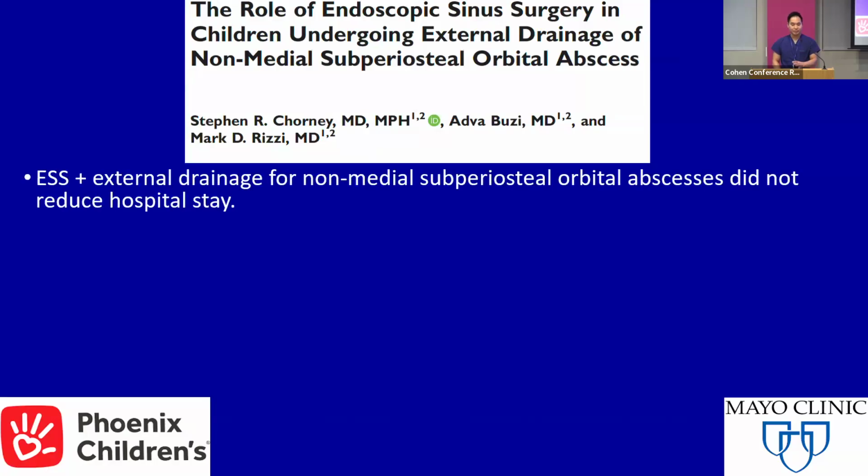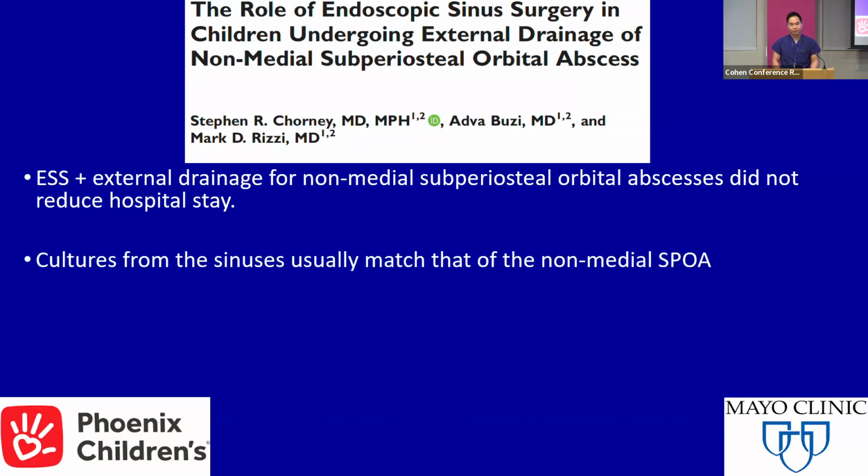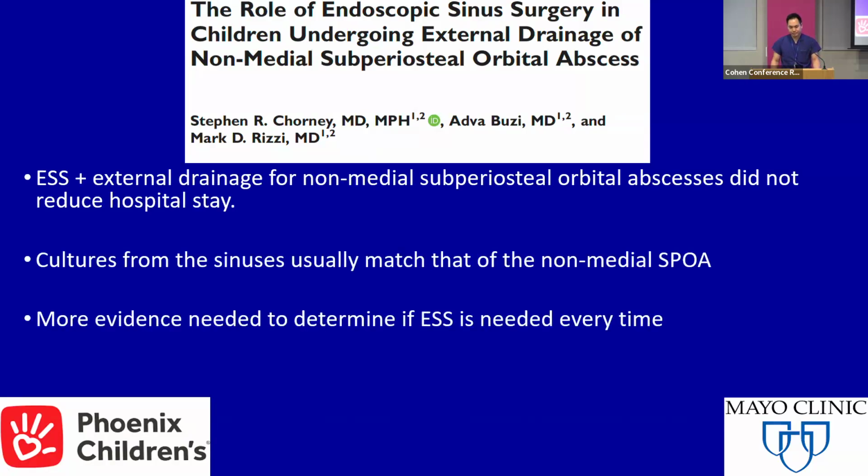So there's a paper from CHOP about if there's a non-medial subperiosteal abscess, do you really need to do sinus surgery after oculoplastics has drained it? Because the cultures from that abscess likely match the cultures from the sinus. So they kind of argue, playing the devil's advocate, do you really need to drain it?